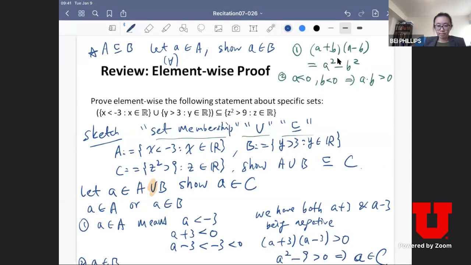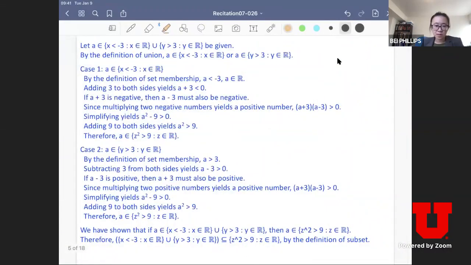Okay? Because I need to prove when A is in A or A is in B, A is also in C. Of course, I have typed in blue. This is what you need to pay attention to when you actually write the proof in detail. The few important parts: I'm going to use the formula A squared minus 9 is equal to (A plus 3) times (A minus 3). That is one of the algebraic tricks we used.